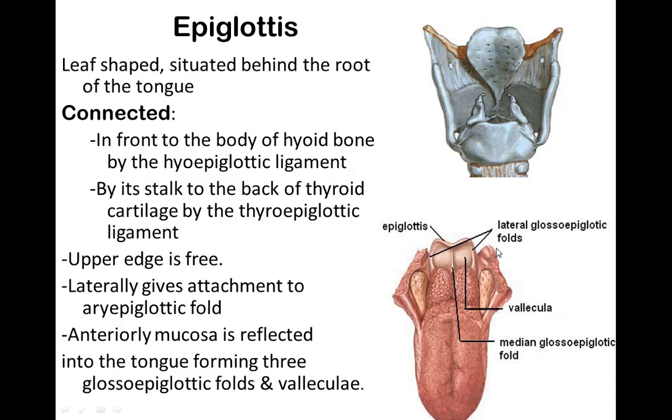Anteriorly, the mucosa is reflected onto the tongue, forming three glossoepiglottic folds and the vallecula. So here this is the tongue, and this is the epiglottis, and here you can see this fold, which is the median glossoepiglottic fold, and the two lateral glossoepiglottic folds. Between these folds, we have this area, which we call the vallecula.